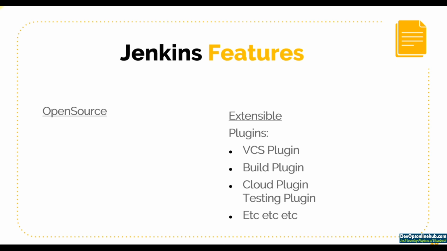Kohsuke had developed Hudson. Hudson was the build tool at Sun Microsystems that was developed by Kohsuke. When Oracle acquired Sun Microsystems, Kohsuke wanted to make Hudson open source, and he resigned from the organization and came out and created a separate branch of Hudson. He named it Jenkins, and he made it open source.